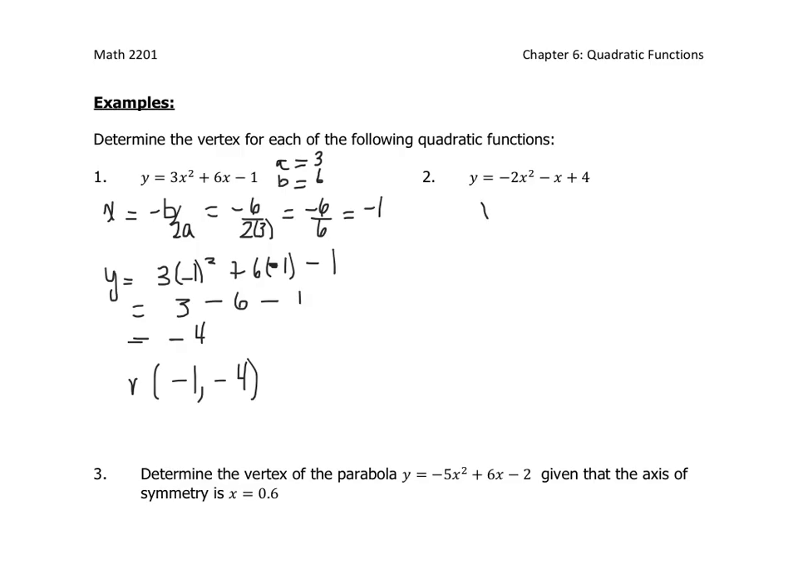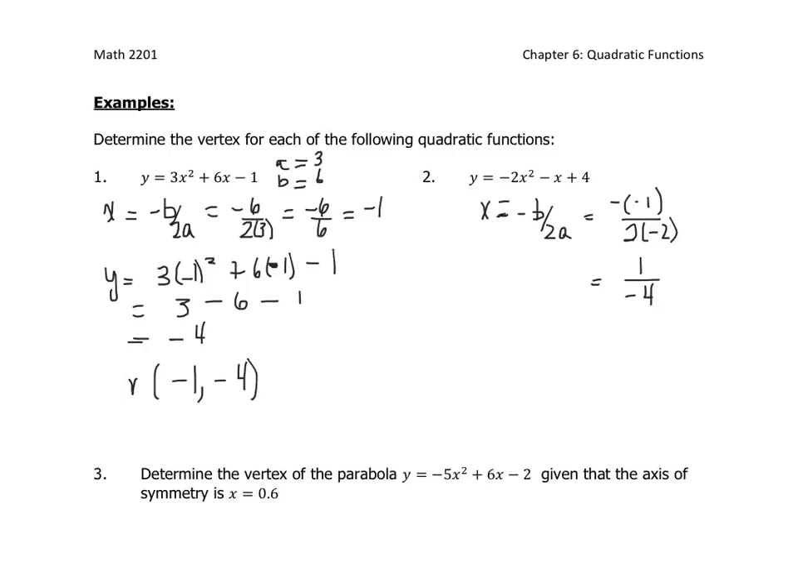The second one, x equals negative b over 2a, is negative of negative 1 over 2 times negative 2, which is 1 over negative 4.